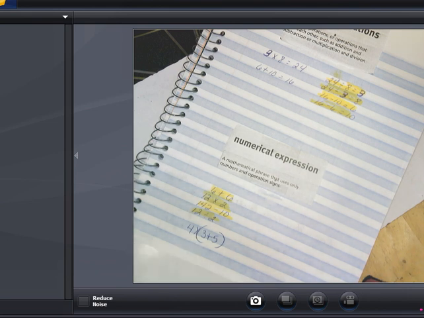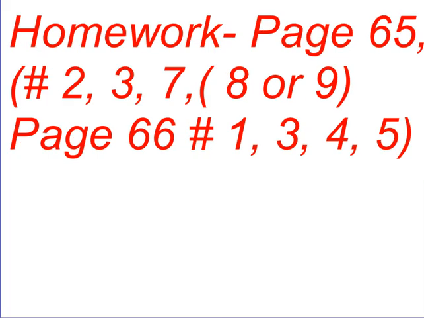Then, once you have that done, go back to the homework. You need pages 65. You need number 2, 3, 7, and you can do either 8 or 9. It doesn't matter to me. Page 66, do numbers 1, 3, 4, and 5.